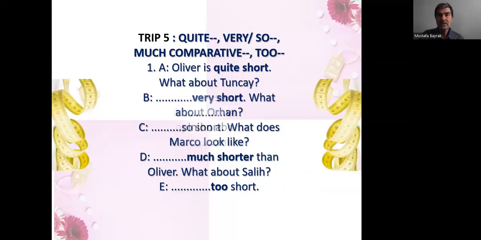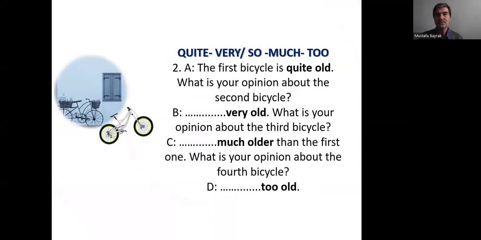Okay, all right. Let's go on to the other page. Dialogue 1, this is dialogue 2. A: The first bicycle is quite old. What is your opinion about the second bicycle? What do you think about it? May I have your opinion about the second bicycle? The second bicycle is very old. What is your opinion about the third bicycle? The third bicycle is much older than the first one. What is your opinion about the fourth bicycle? It is too old.